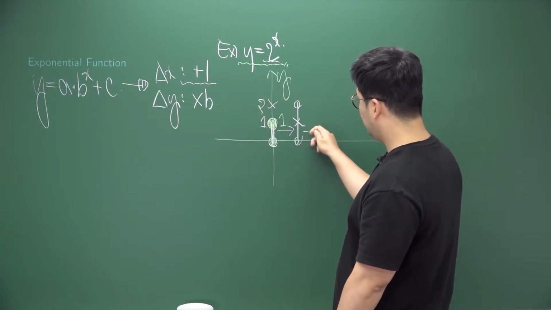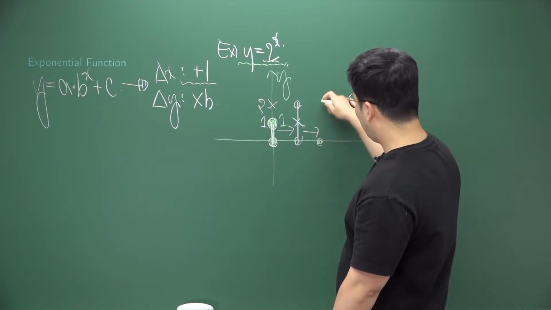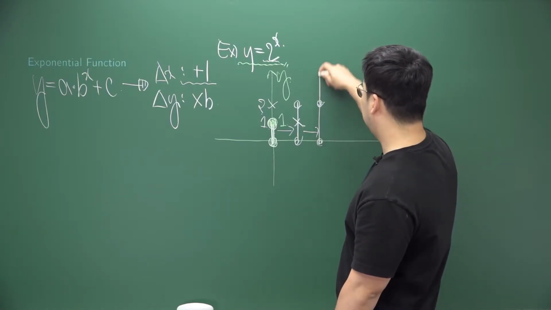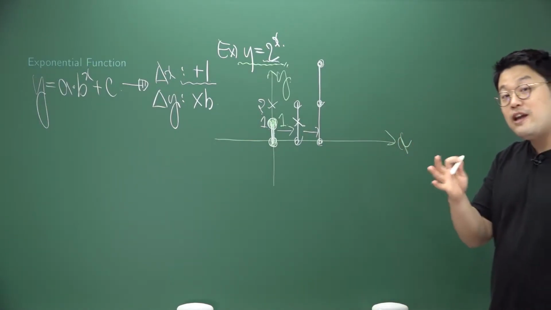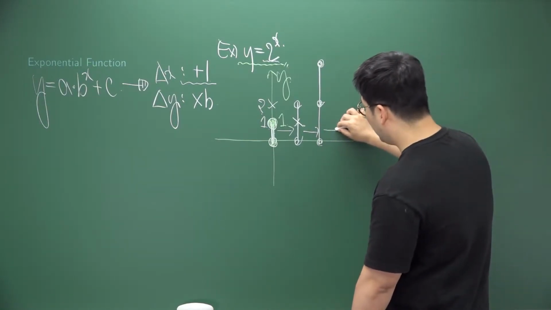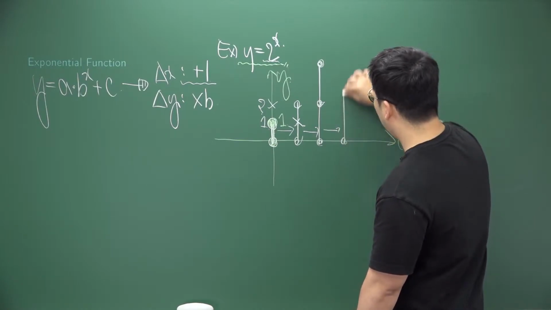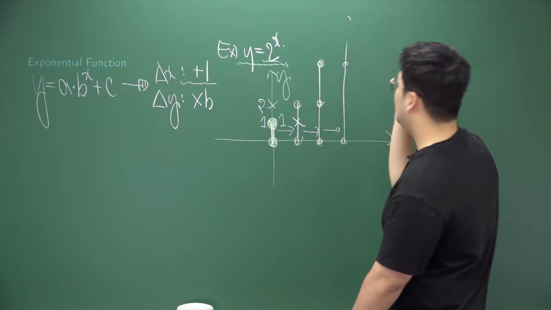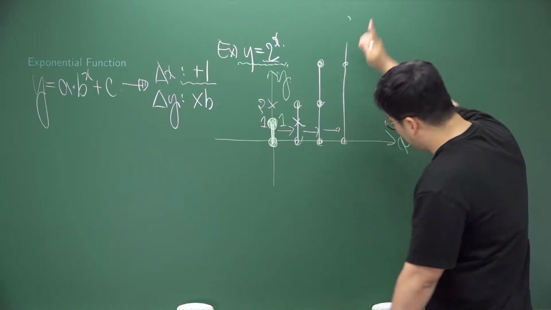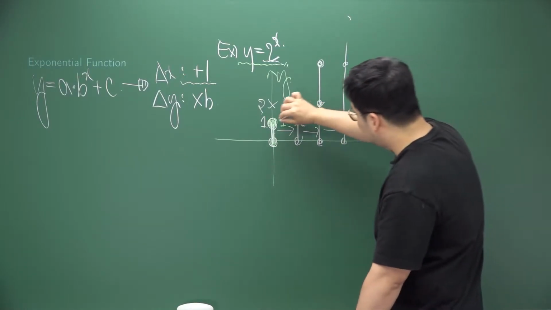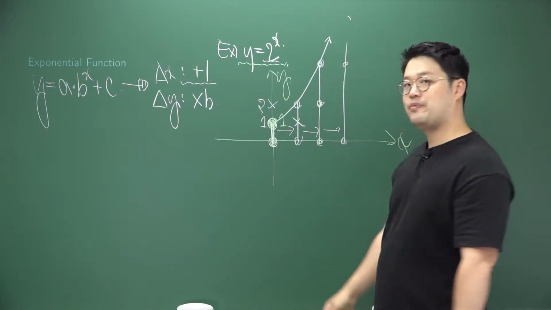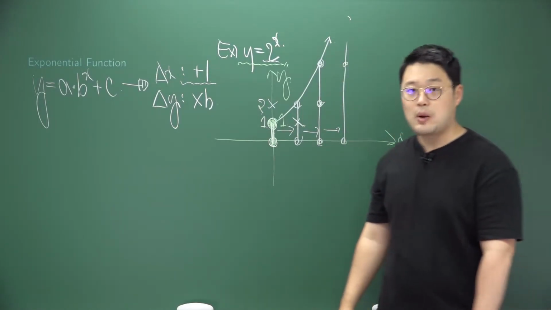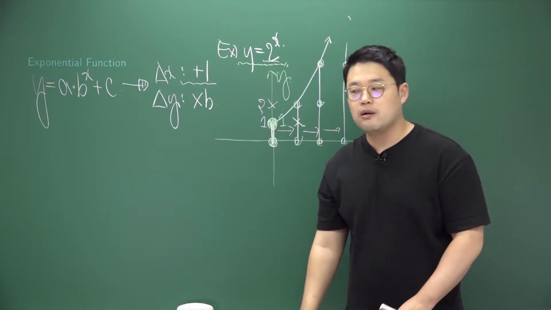If I go 1 unit further, I'm going to multiply by 2 again. And if I go 1 unit to the right once more, I multiply by 2 again, and it just keeps going on. So you can see that the graph is going up. It's called exponential growth. But we don't stop here.